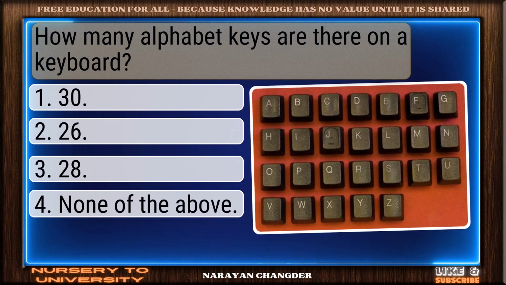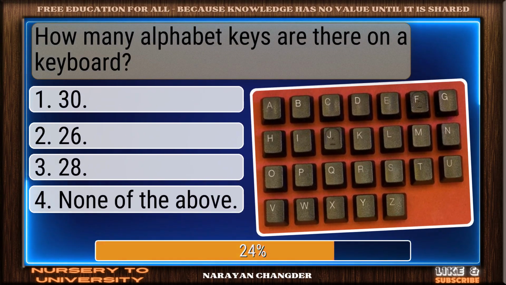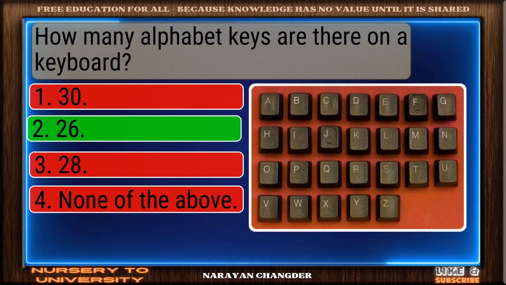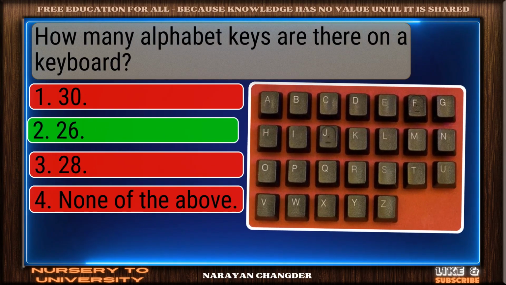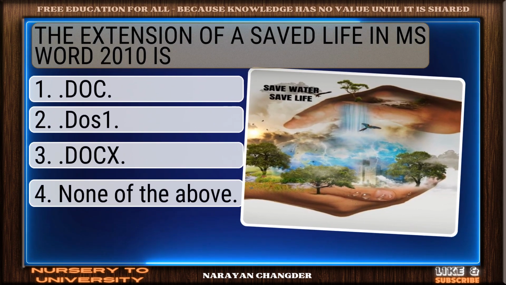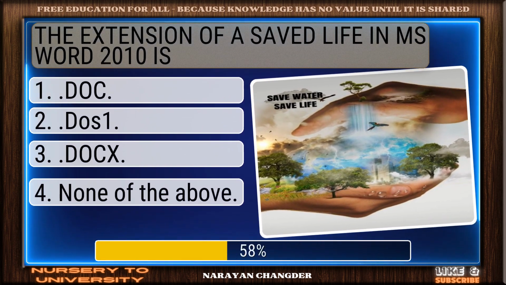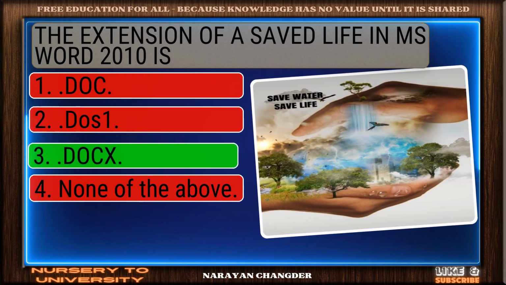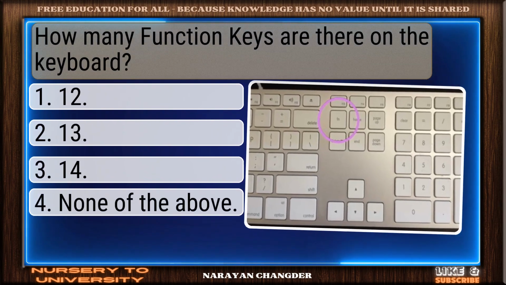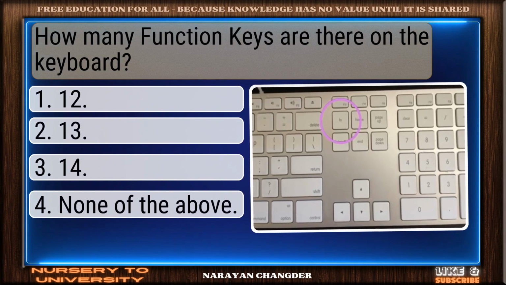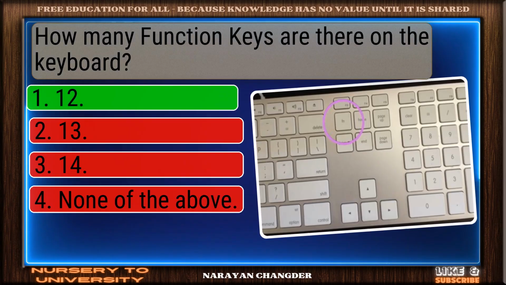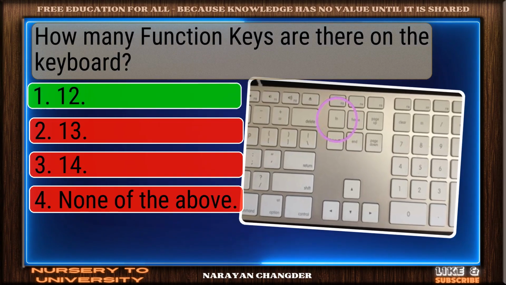How many alphabet keys are there on a keyboard? Great thinking. 26 is the right choice. The extension of a saved file in Ms. Word 2010 is? Good job. Docs works well here. How many function keys are there on the keyboard? Right again. 12 is a valid answer.